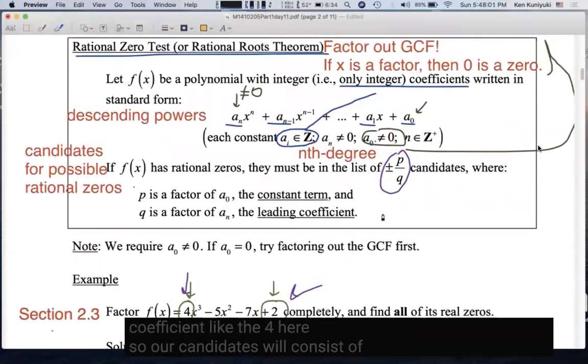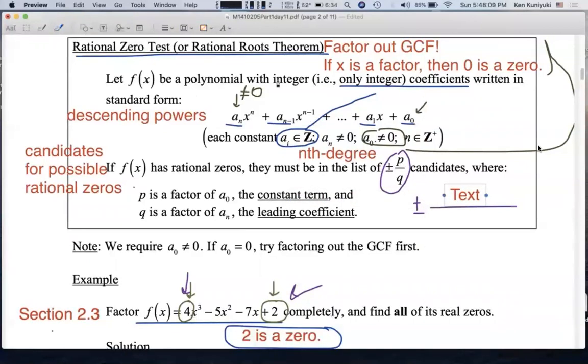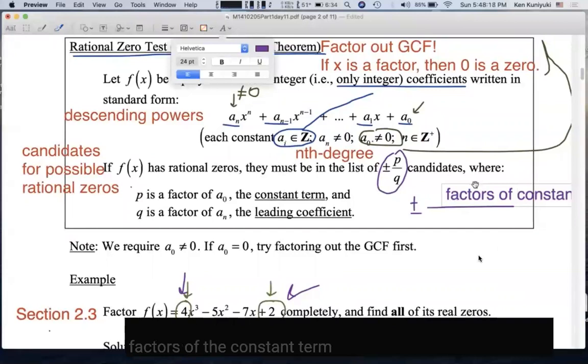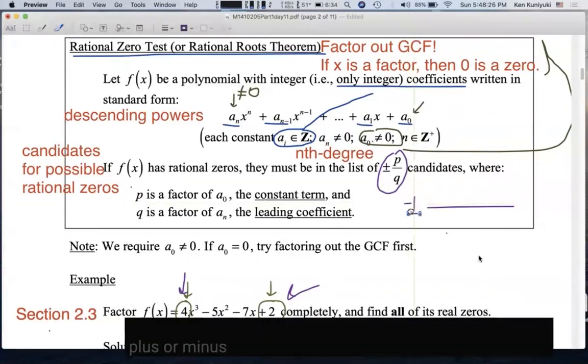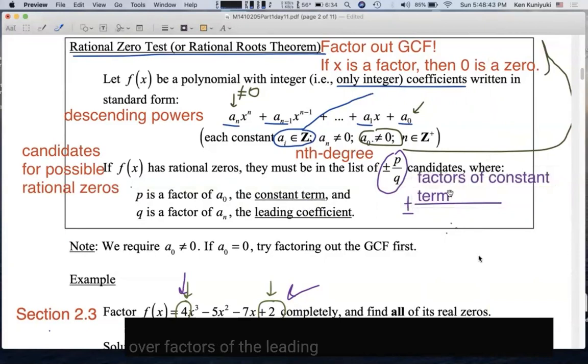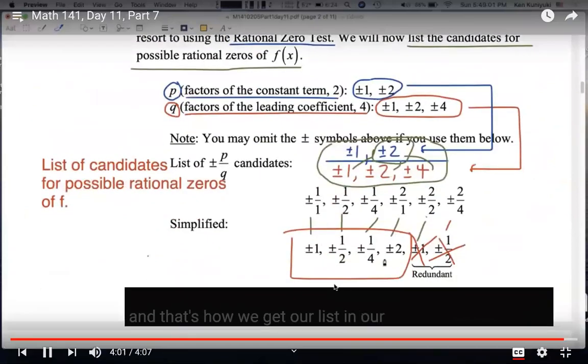So our candidates will consist of the list formed by when you take plus or minus factors of the constant term over factors of the leading coefficient. And that's how we get our list in our example.